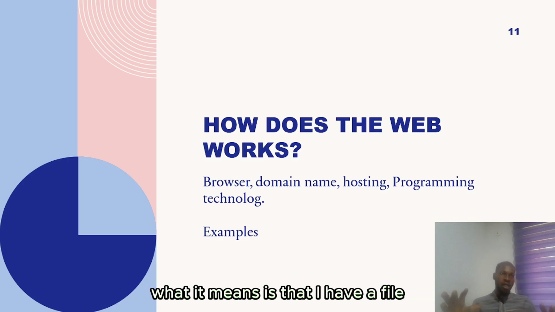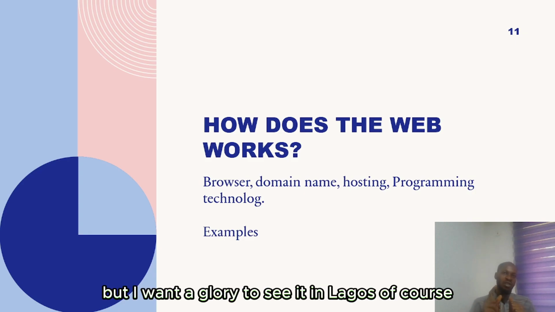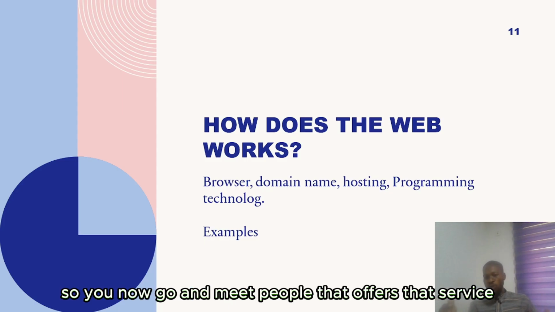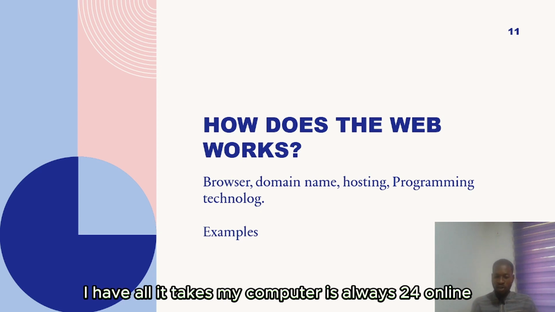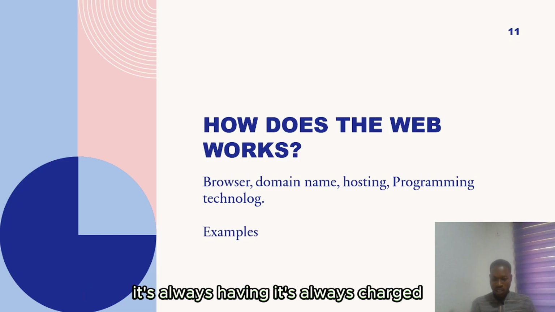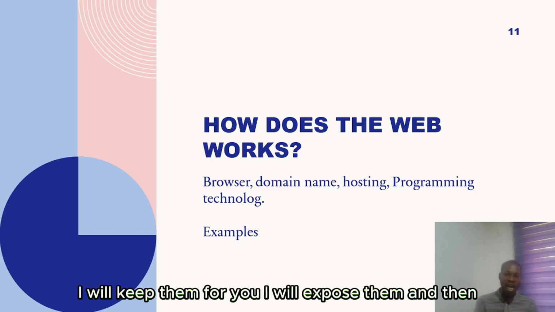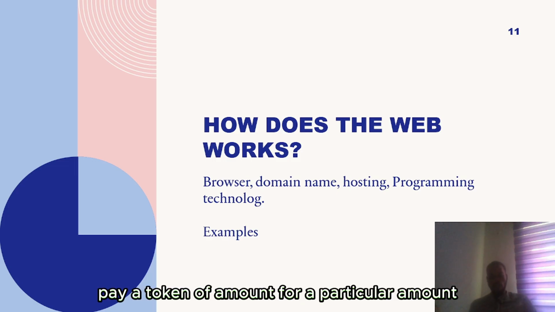What it means is that I have a file, I have a website, but I want people to see it in Lagos. And of course, you can't see it from my local house. So you go and meet people that offer that service. There are people that can say, look, I have all it takes. My computer is always online 24 hours. It's always charged, it's always having internet, and it can always be online. So you can bring your files, I will keep them for you, I will expose them, and then you pay a token amount.